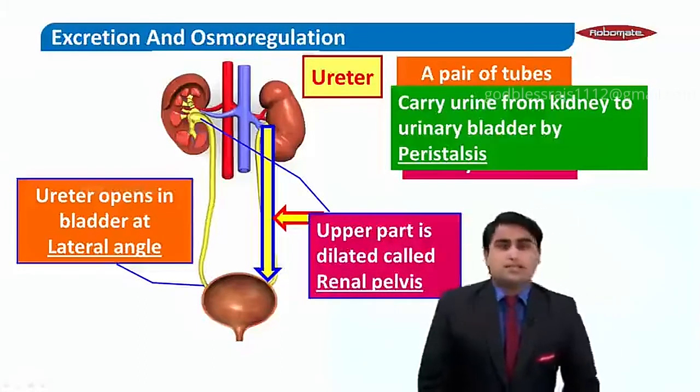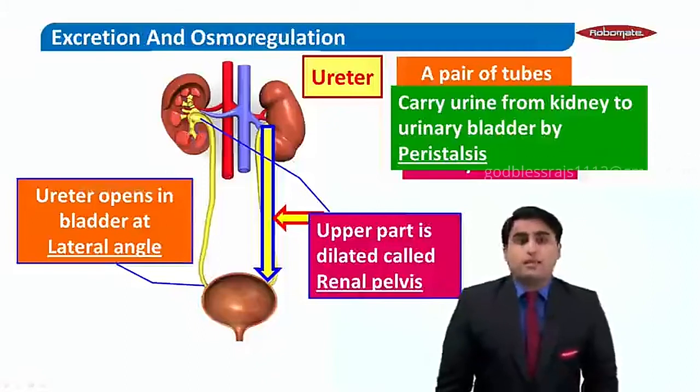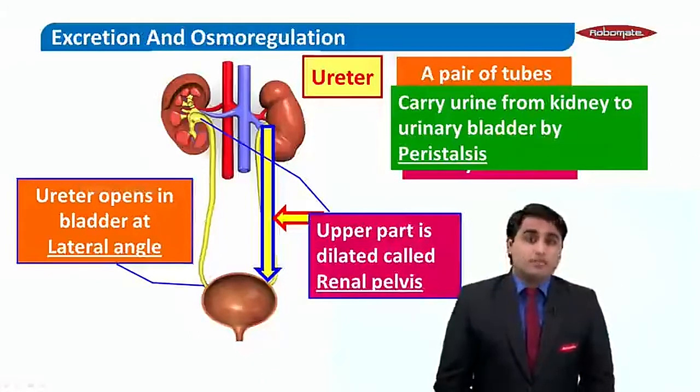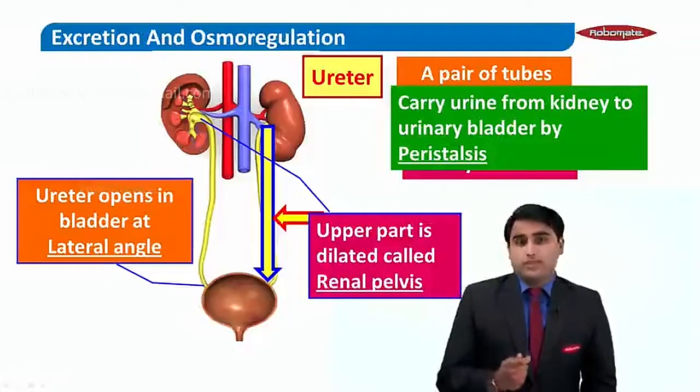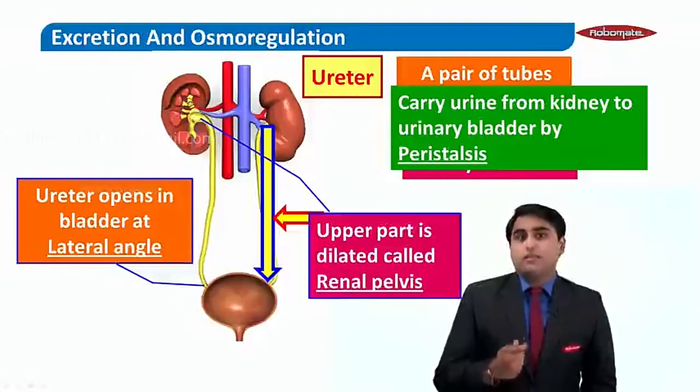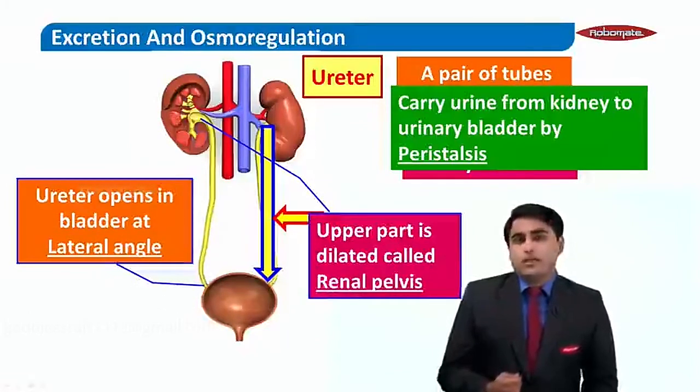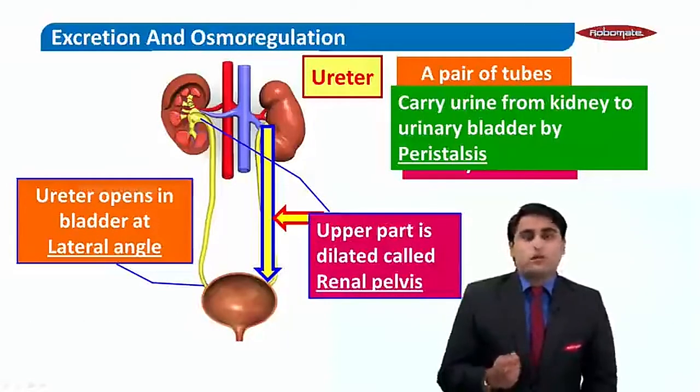Now what is peristalsis, my friends? Peristalsis is nothing but slow continuous relaxation and contraction of the muscles present in the ureter. With the help of this movement, the urine is conducted from the kidney into the urinary bladder. So this was all about the ureter.